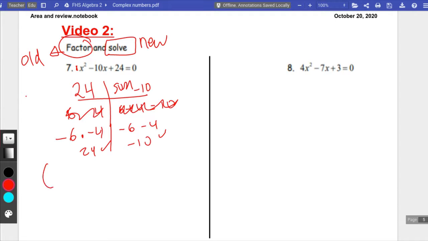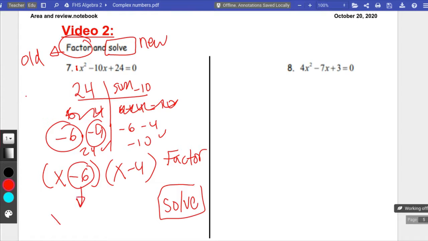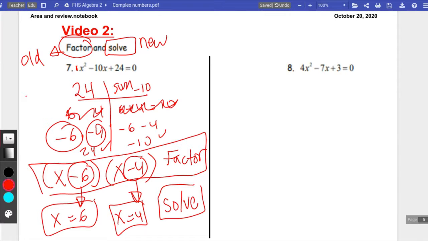Check, check. All right, so I'm going to do x minus 6 and x minus 4. So this covers the first part, you have factored. Now the second part is very simple. When you're solving, all you're doing is the opposite. You see this -6, the answer is x equals 6. Done. You see this -4, x equals +4. You're done. That's the solving part. So you pick the answer that has x equals 6 and 4.